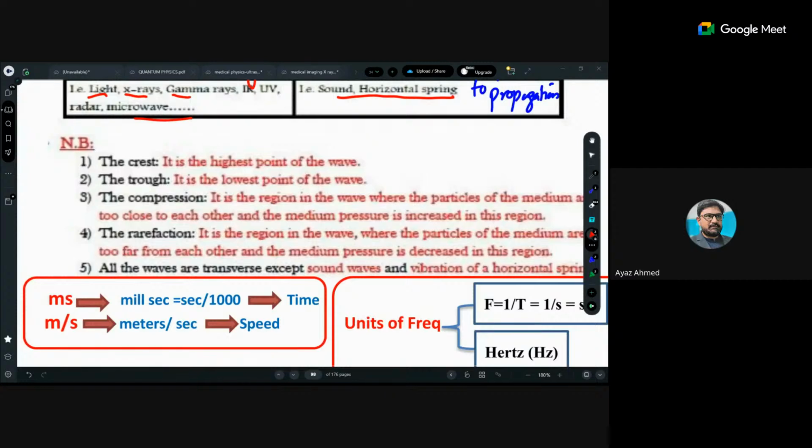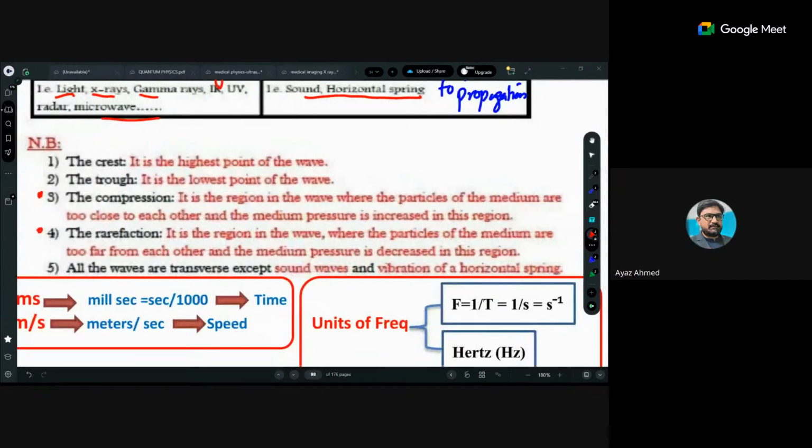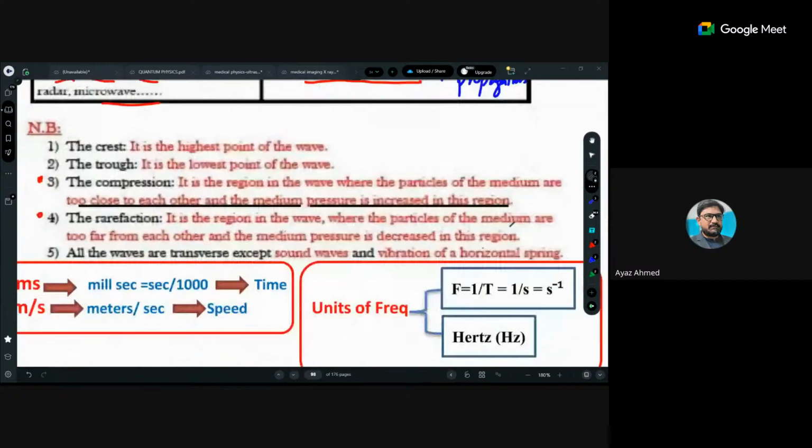Crest, all I have discussed with you, that is the portion of the wave above the mean position. Trough, all the portions below the mean position. Compressions and rarefactions के बारे में आपको पता करना है. Compressions are the points where the particles of the medium are closer to each other, and the pressure is greater than original pressure. And rarefactions are those points where particles are away from each other, far apart from each other.